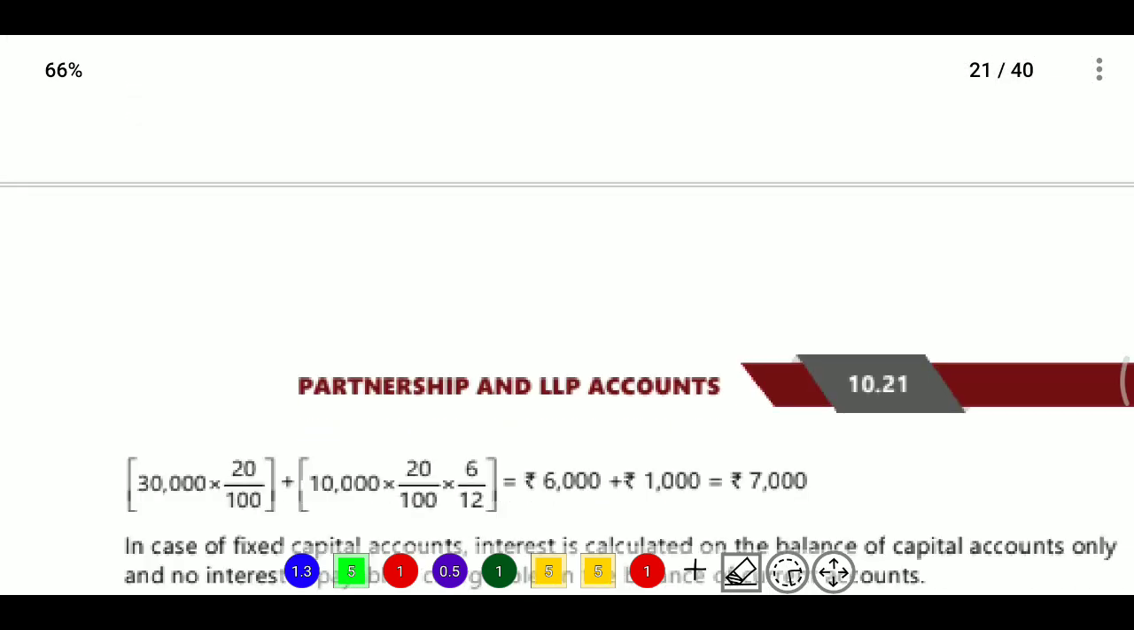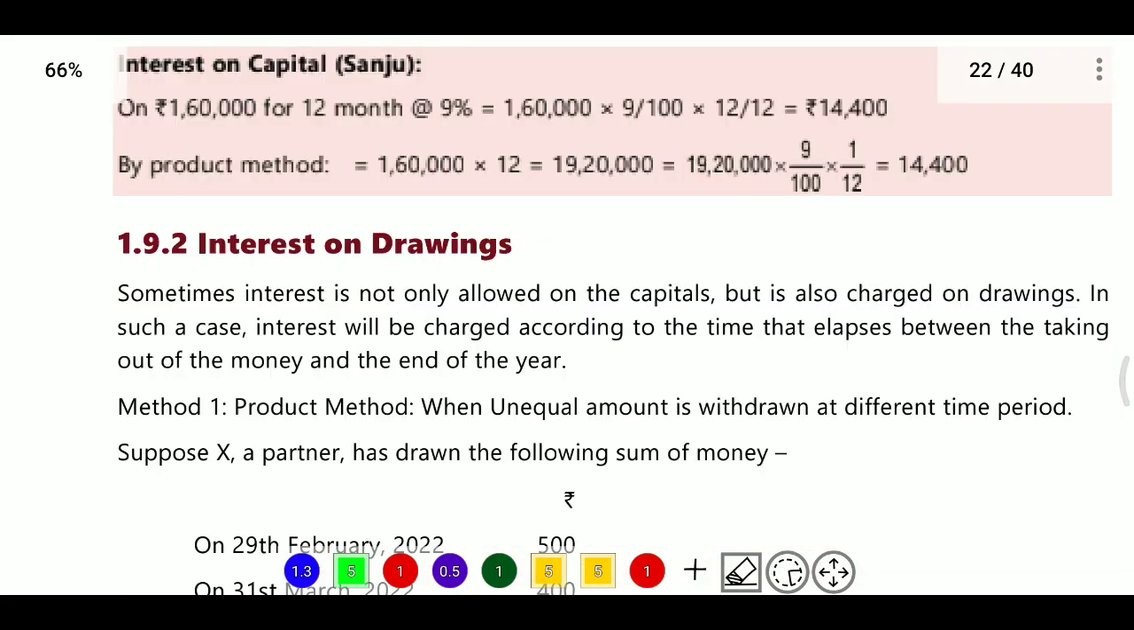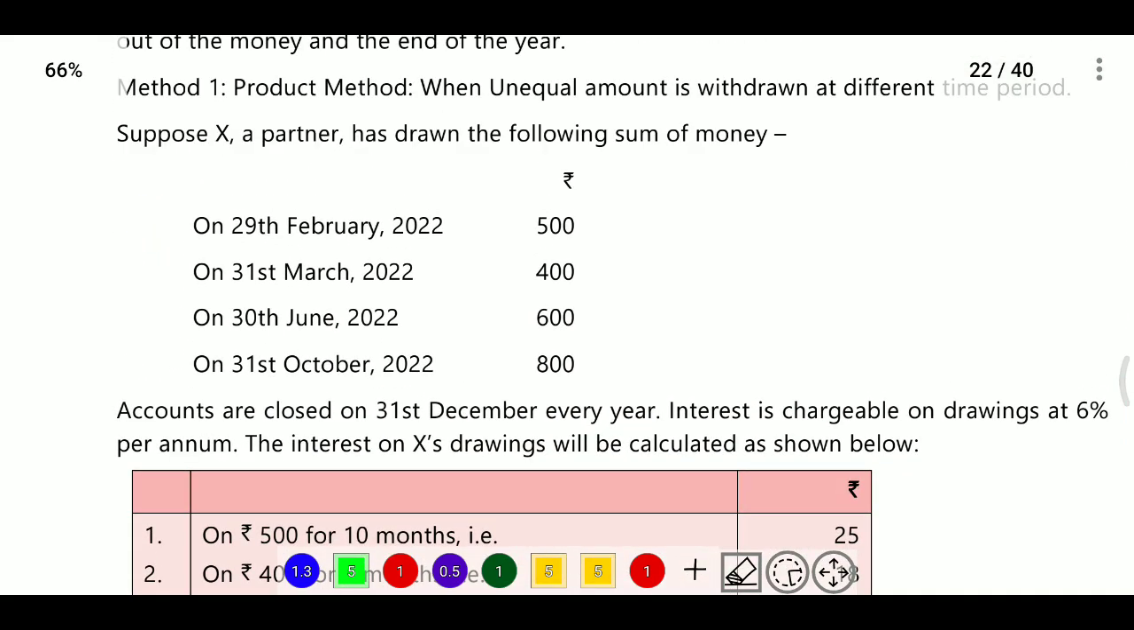Next, interest on drawings. Interest on drawings is charged to partners when they withdraw funds from the firm. So when they receive funds from the firm, it discourages excessive withdrawals and compensates the firm for the loss of capital. If some person is withdrawing more capital, it will affect the business. So to discourage excessive withdrawals, they need to compensate, they need to pay some interest. If partner B withdraws 20,000 during the year and the interest rate on drawings is 5%, B will be charged 1,000 as interest on drawings.